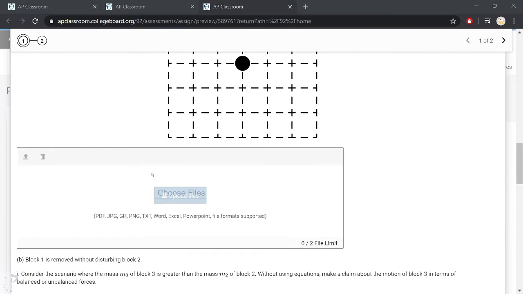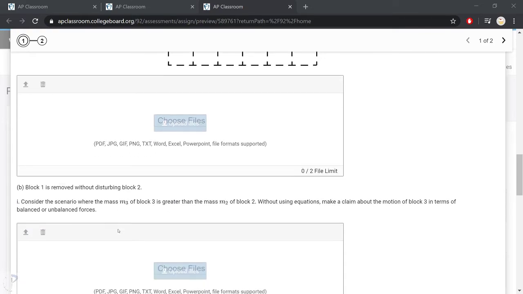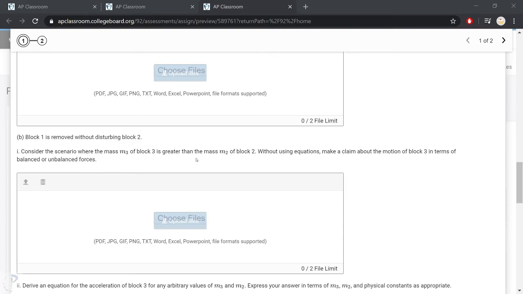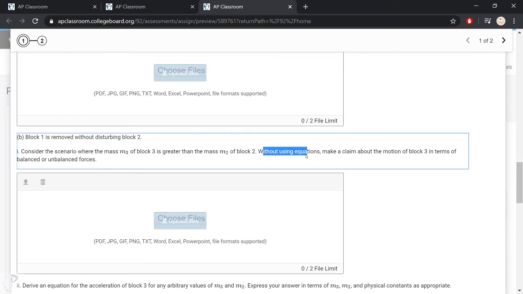All right. Consider this. Block 1 is removed without disturbing block 2. So it's like playing Jenga, and you just removed block 1. Now block 2 is going to accelerate, especially because there's no friction on the table. Consider the scenario without using equations. Make a claim about the motion of block 3 in terms of balanced or unbalanced forces.